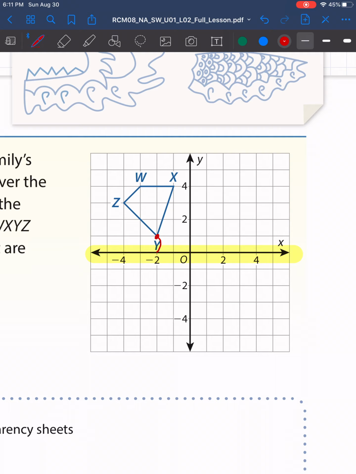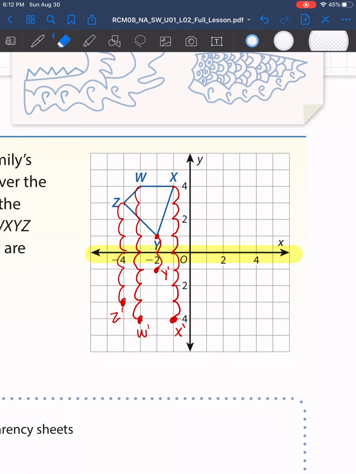Y is one space away from the line of reflection, so Y prime will be one space away from the line of reflection. X is 1, 2, 3, 4 spaces away, so X prime is going to be 1, 2, 3, 4 spaces away. W is 1, 2, 3, 4, so it'll be 1, 2, 3, 4, and there's W prime. Z is 1, 2, 3, so we'll go 1, 2, 3, and there's Z prime.